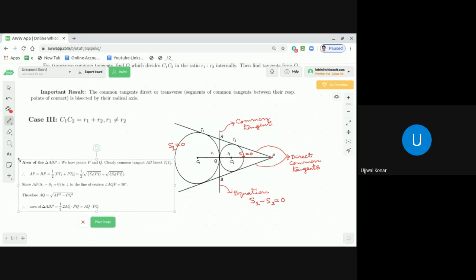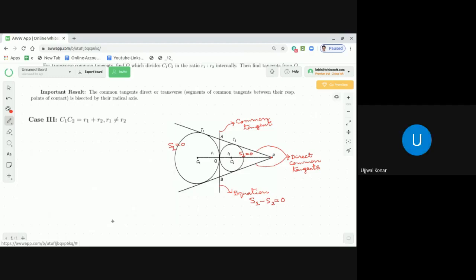Could you please confirm that you are able to view the screen? Is this particular text fine, or shall I put it below this diagram? Is it fine? Can someone please confirm? Okay, it's fine, dear student.